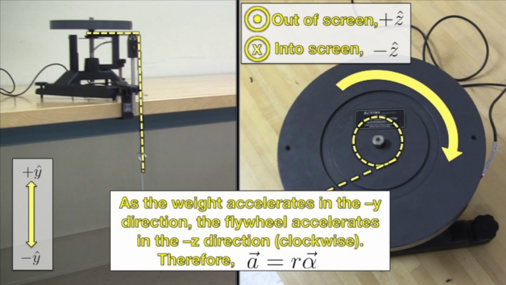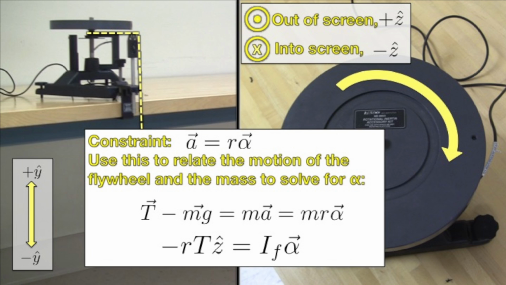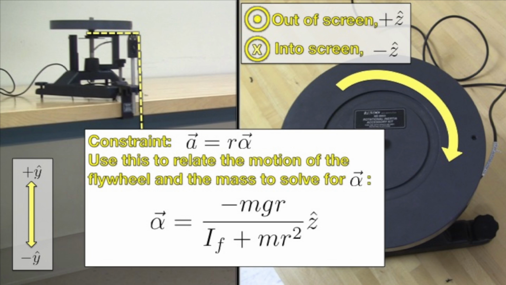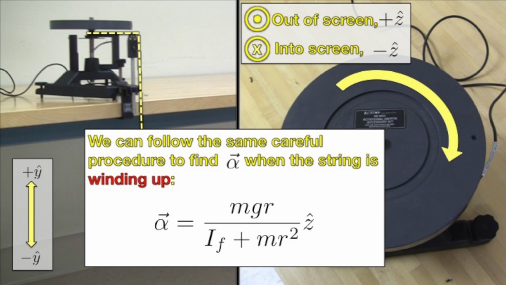As the weight accelerates in the negative y direction, the flywheel will also accelerate in a negative direction. Therefore, the angular acceleration and the linear acceleration have the same sign. The magnitude of the linear acceleration is equal to r times the angular acceleration. We can use this constraint to relate the motion of the flywheel and the mass and solve for the angular acceleration of the flywheel. We can follow the same careful procedure to find the angular acceleration when the string is winding up.